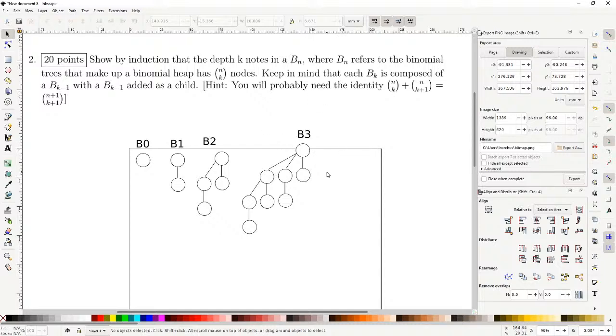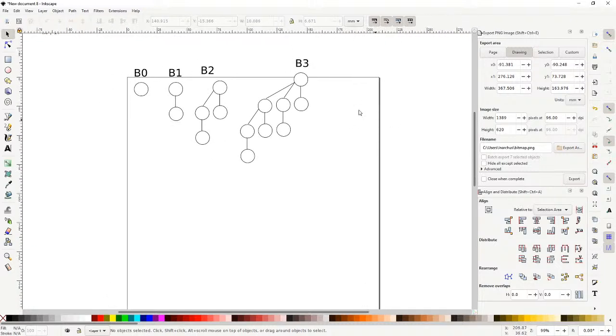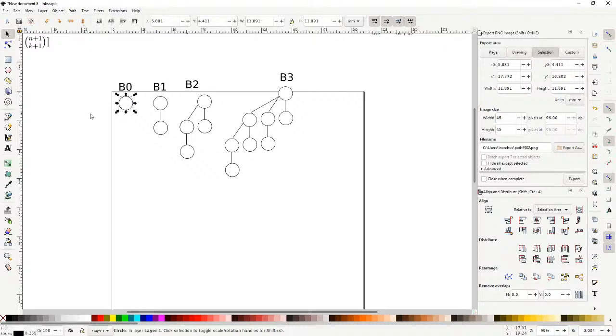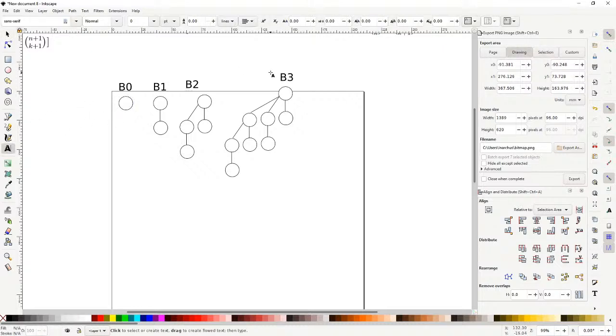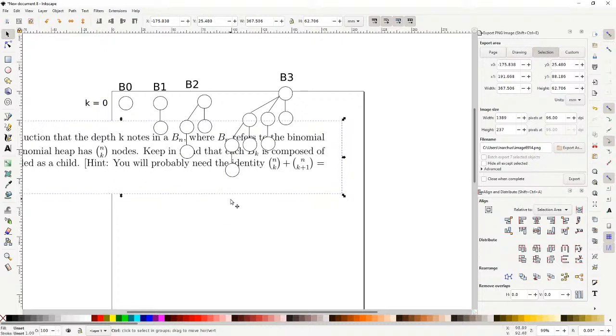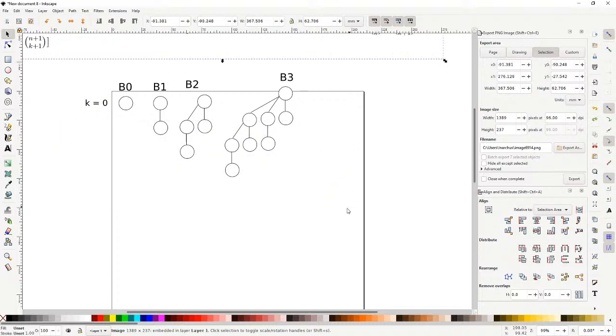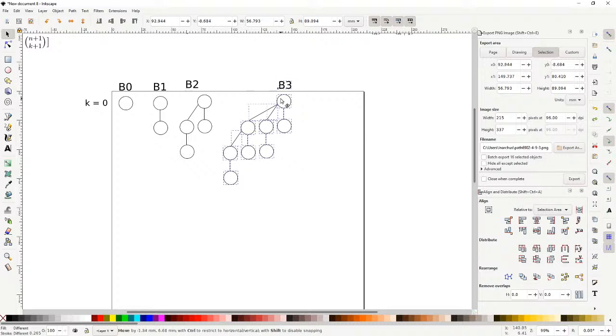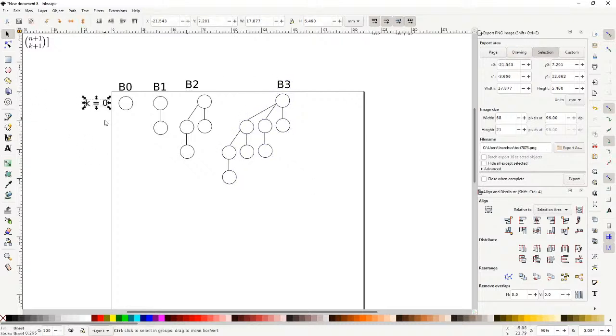So basically, what should I say? The number, so this is level 0, okay? Oh my goodness, please stop doing that. Right, so this is level K equals 0 here. So everything on the top is level K0. And then the next level is level K1. So let me try to draw that. So everything down here is level K equals 1.